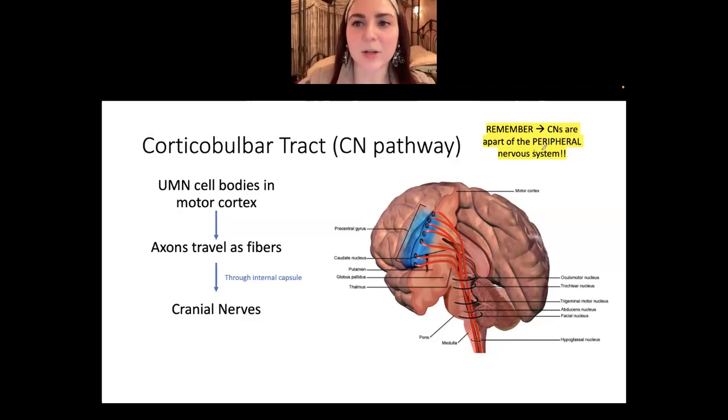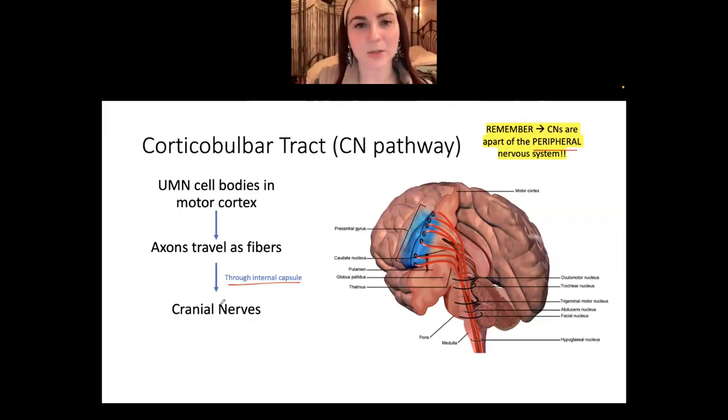So like I said, cranial nerves are part of the peripheral nervous system. You can think about this as what is in this picture. It's saying there are these upper motor neurons in the motor cortex, because again, these are all motor functions. And then the axons are traveling together as fibers, like these fiber tracts when they travel together. They all go through the internal capsule. I think the corticobulbar tract is the anterior and the posterior parts of the internal capsule. And then they all branch out as cranial nerves.